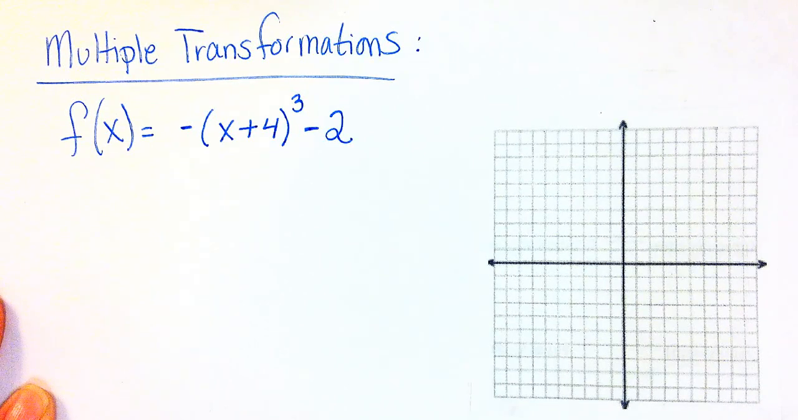In this video, we want to look at multiple transformations performed on a parent function. We have the function f of x equals negative parentheses x plus 4 all cubed minus 2.